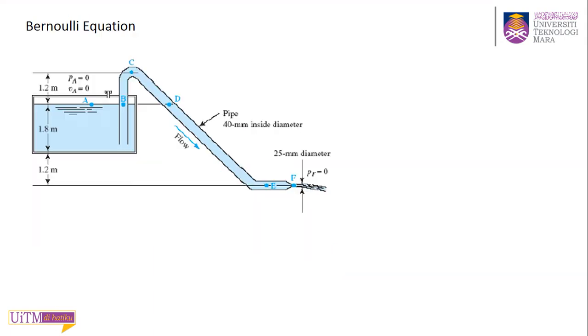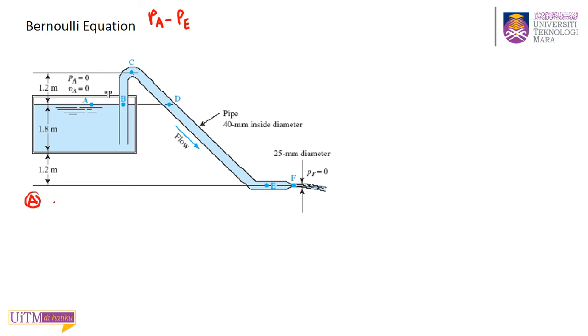Next, they ask you to find PB, pressure at B, until pressure at E. So B, C, D, E. Sorry, F too, they don't ask, just B to E. First we solve point B. Because we have the term at point A, there are a lot of terms that are 0. So we always take point A to compare. So we take point A and point B.